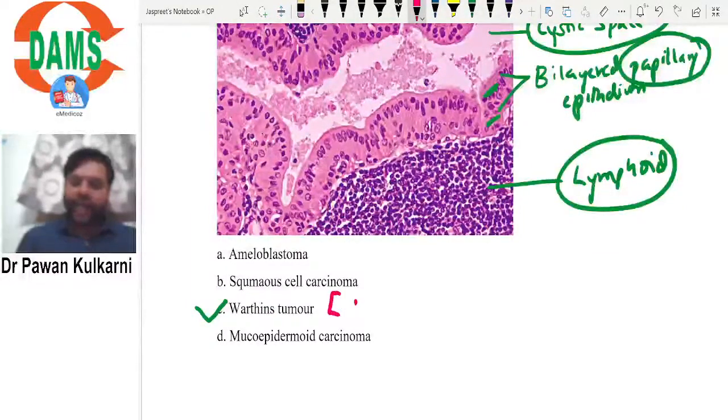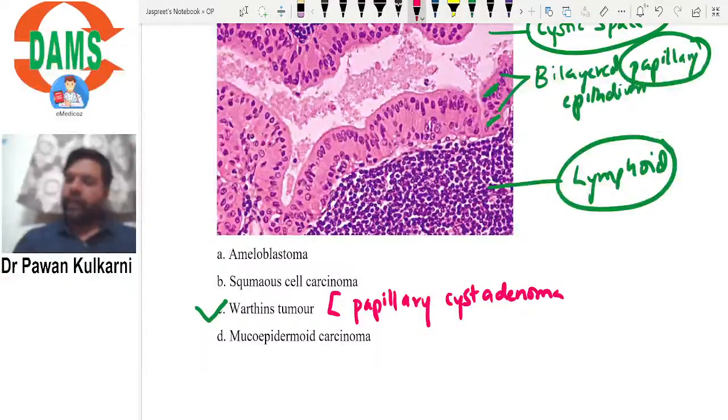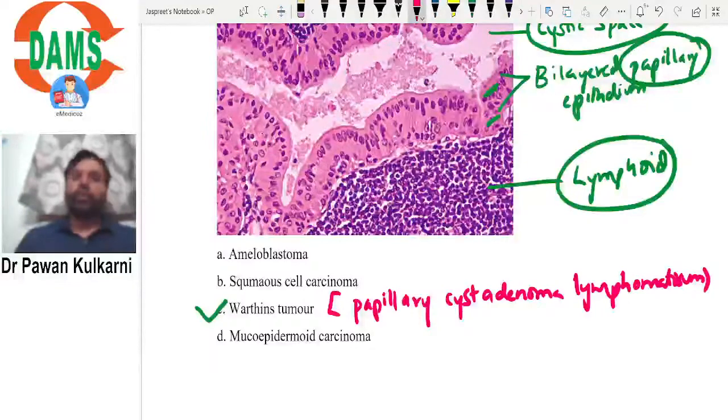It is also known as papillary cystadenoma lymphomatosum.